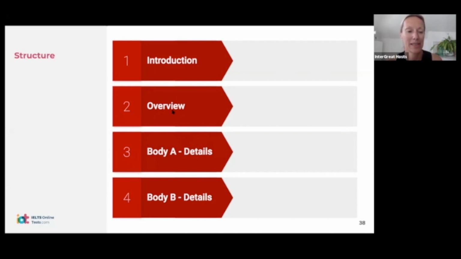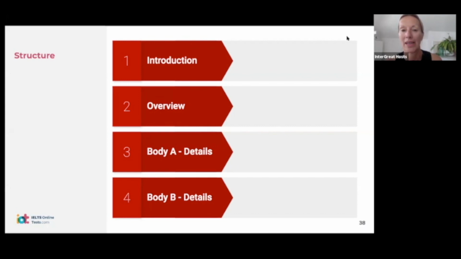Does the overview have to come here? Does it have to come second? No. Where can it come? It can be at the end, yes. So it can be either number 2 position or number 4 position. Kind of as a conclusion, that's right. So you don't need a conclusion as well, right? So everybody always asks this, but you do for task 2.